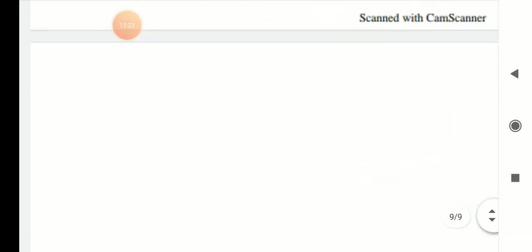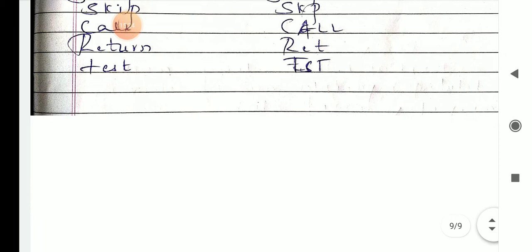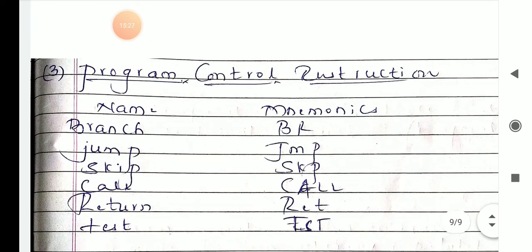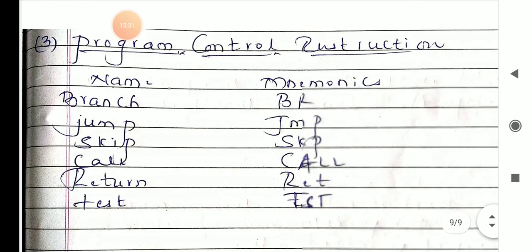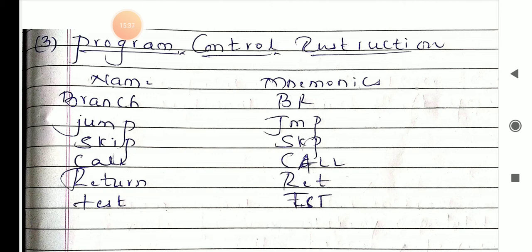Next, the third one is called program control instructions. What are program control instructions? A particular program you can perform by using the above two kinds of instructions, data manipulation as well as data transfer instructions. By using these two you can perform programs and control them.